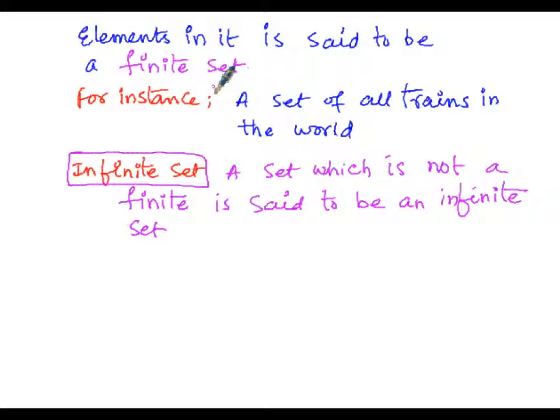Here trains are definite in figure, so it will come under the definition of a finite set. In other words, a set consisting of a definite, fixed number of elements will be called a finite set. And an infinite set is a set consisting of an infinite number of elements present in it.